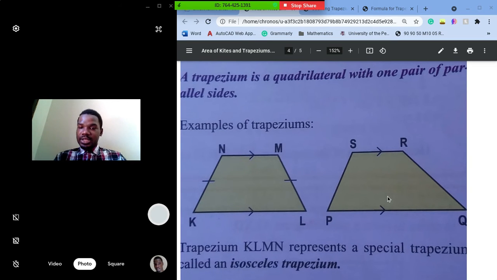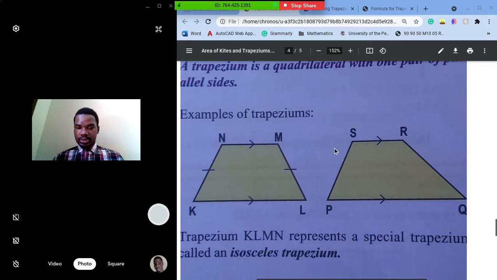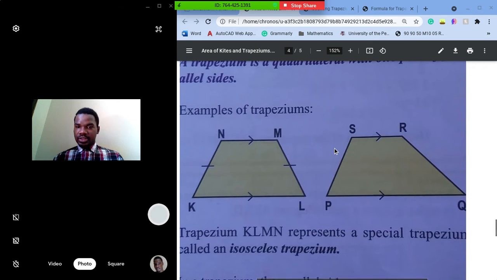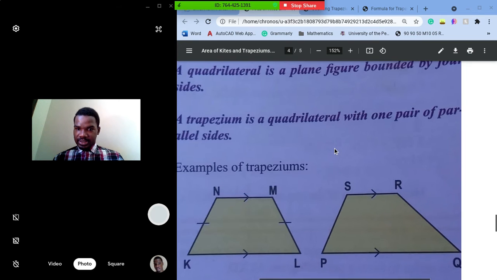But yes, so look at this one now, guys. Pay attention. SR and PQ are parallel. So therefore, the rule is a trapezium must have 1 pair of parallel lines. It's a quadrilateral, yes, but it must have 1 pair of parallel lines. Sir, but what if it doesn't have parallel lines? That means that it's not a trapezium then. Yes, right. It's another quadrilateral, which we'll get into, like rhombus, etc.